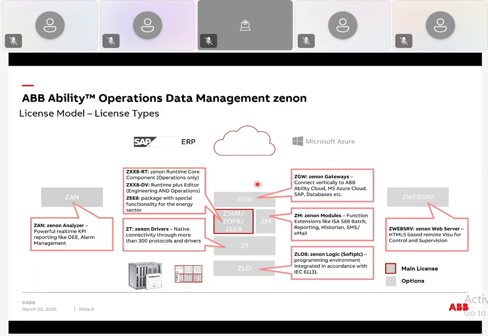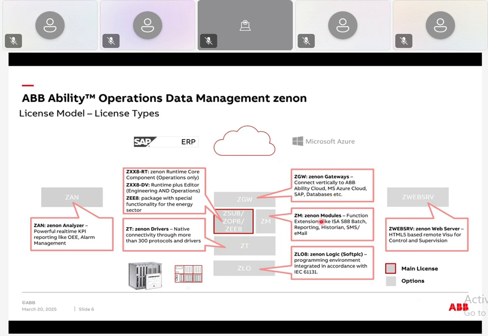Zenon is completely license based. When you are selecting, first you will have something called an engineering station and then an operating station. Here we call them a development license and a runtime license. The development license is nothing but your engineering station license, and the operator station is nothing but your runtime license. So first, based on the tags, you need to purchase one development license and a runtime license.